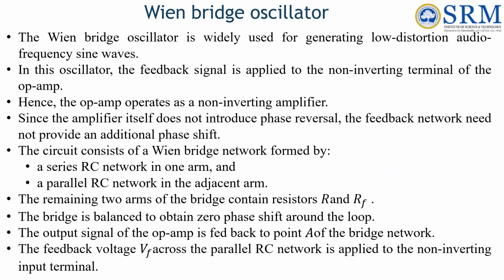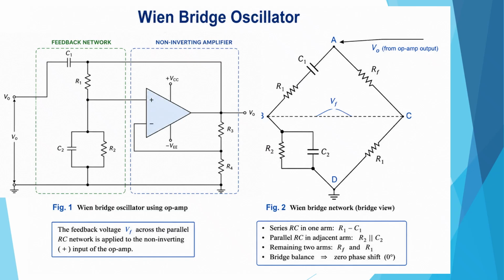The Wien bridge network acts as a frequency selective positive feedback circuit. At the oscillation frequency, the phase shift of the feedback network is 0, satisfying the phase condition for oscillation. The oscillator produces stable and low distortion sinusoidal output signals. It is widely used in audio generators, signal generators, and instrumentation circuits. The Wien bridge oscillator circuit is shown in figure 1, and figure 2 depicts the bridge configuration of the Wien bridge oscillator.